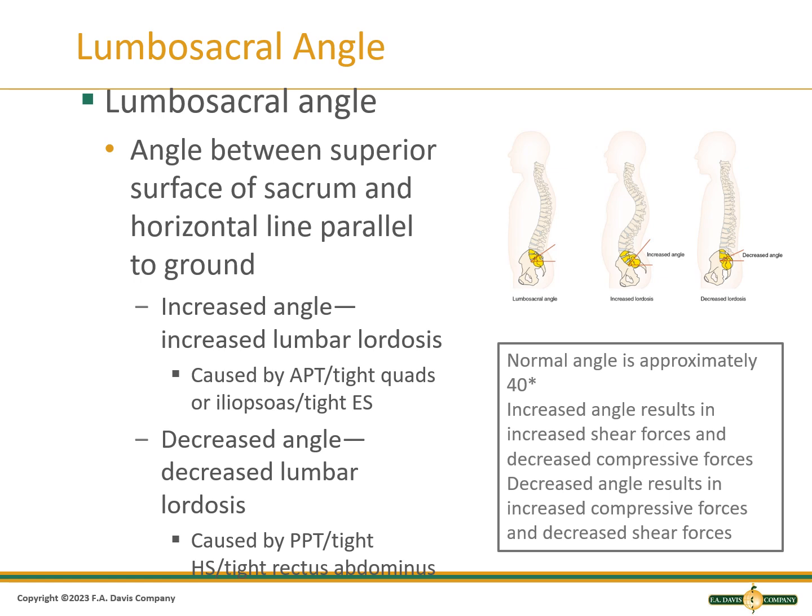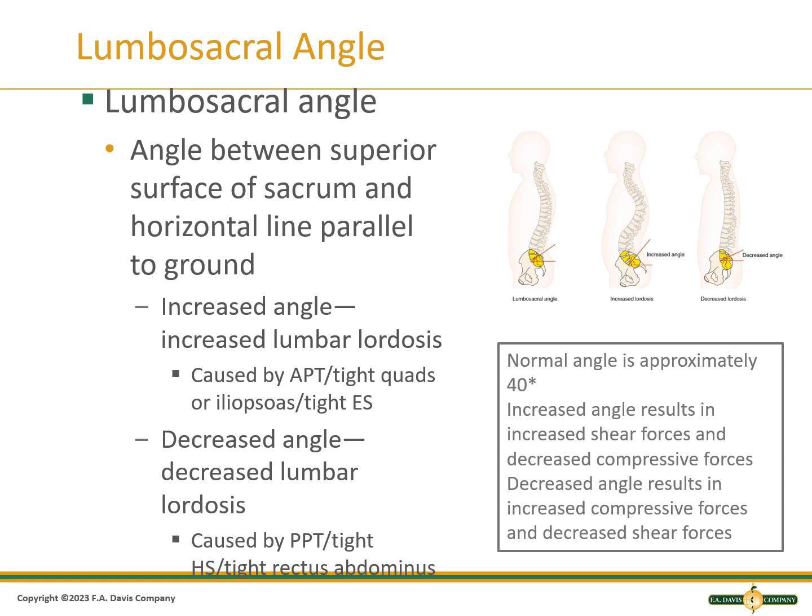We can have an increased angle occur with increased lumbar lordosis, and that can be caused by an anterior pelvic tilt, which can result from tight hip flexors or tight erector spinae muscles. This results in increased shear forces and decreased compressive forces because we have greater potential for sliding off of the sacrum with an increased lumbosacral angle.